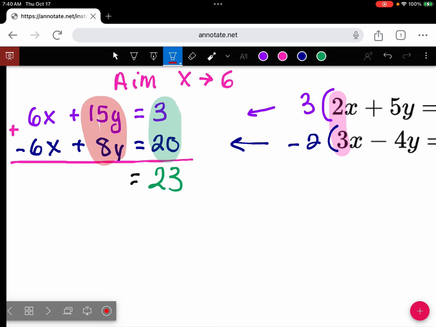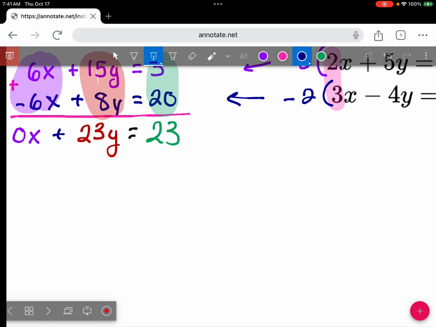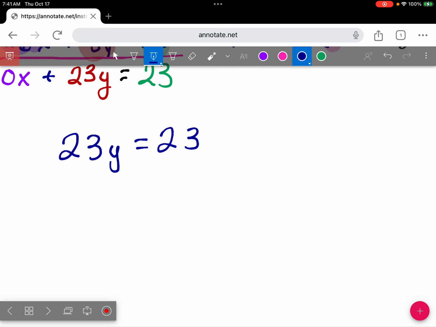I've got my 8y plus 15y, and we get our 23y. And my 6x plus negative 6x, 0 x's. If you do not feel like you need to write down the 0x, you do not have to, but I feel like it does help us keep track of stuff sometimes, so I like to write it down. But we don't need that on the next step for sure, so I know I have 23y equals 23. So what does y equal? 1.